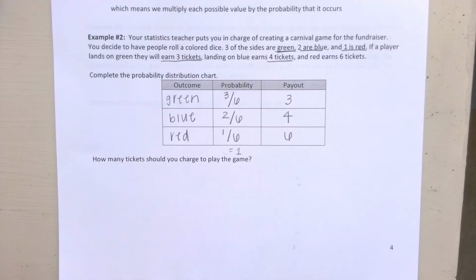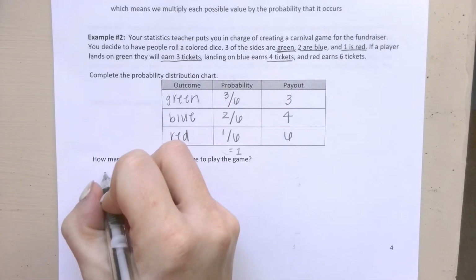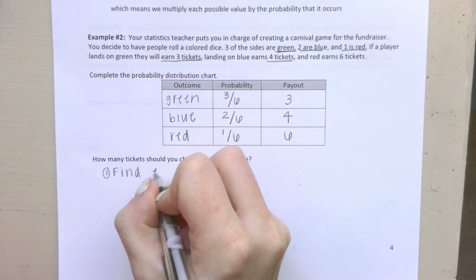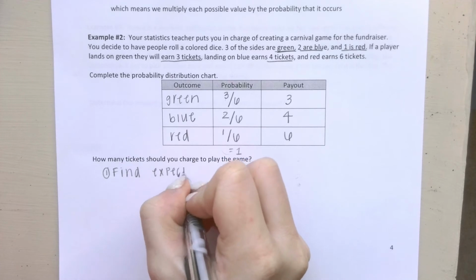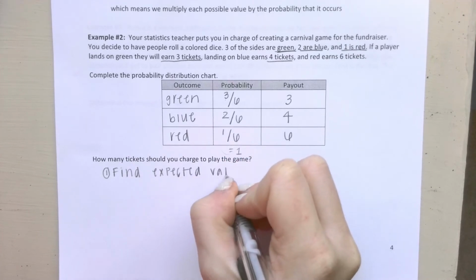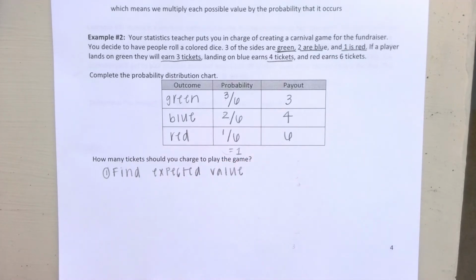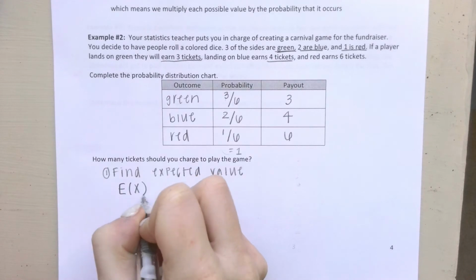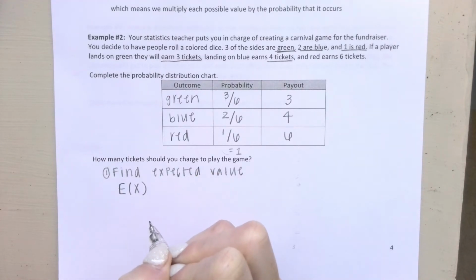This next question asks me how many tickets we should charge to play the game. Now, if I want to know how much I should charge, I want to know what we can expect people to win. So the first thing that I'm going to do is find the expected value. I want to figure out what I expect people to win on average. So expected value is that capital E, or you could write it using your mu.